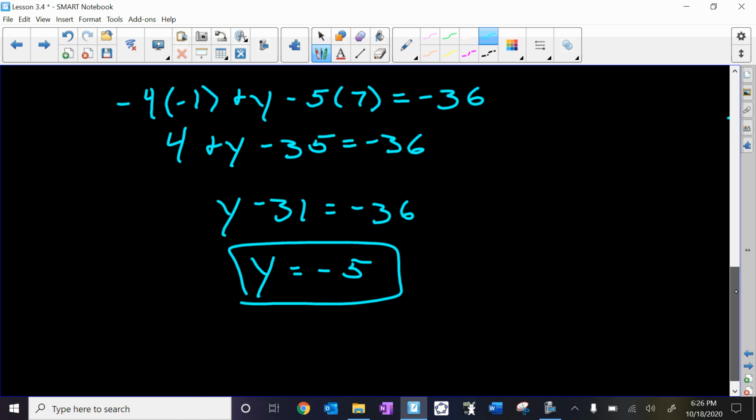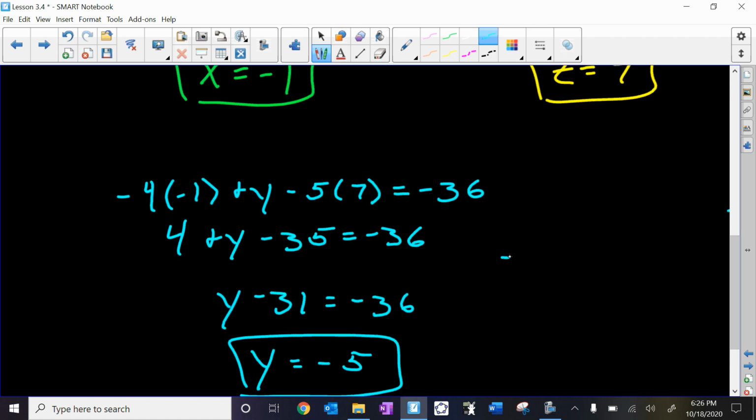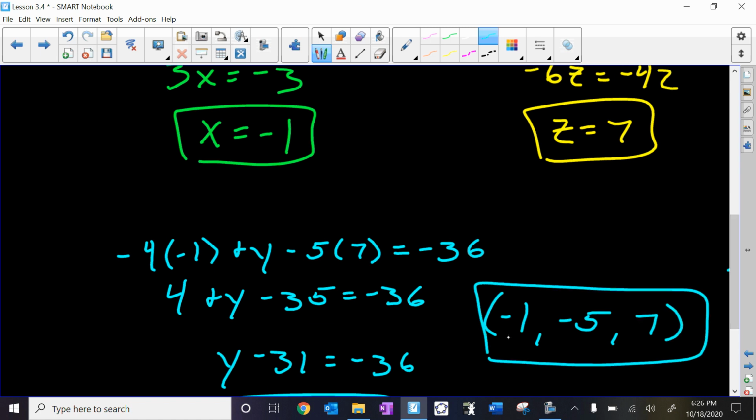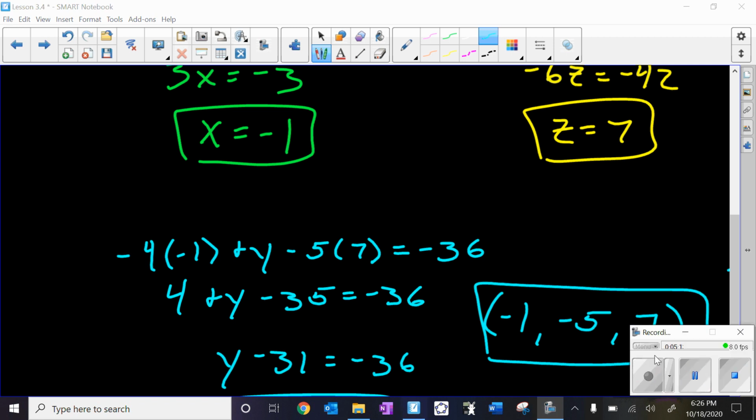So our ordered triple that makes this whole thing true is going to be -1, -5, and 7, which represents the answer to our system of equations.